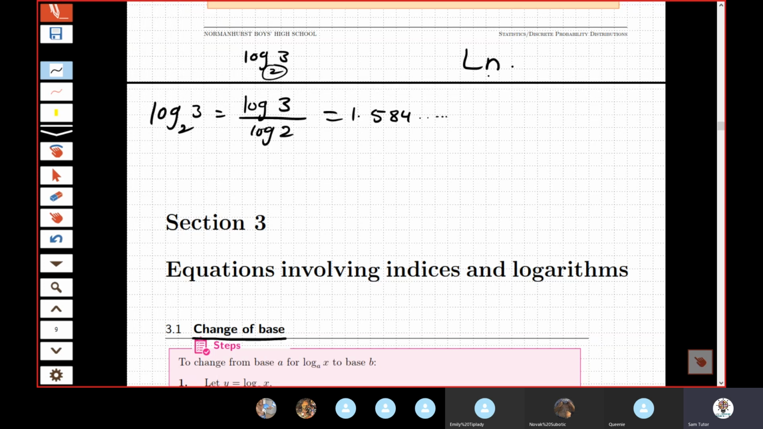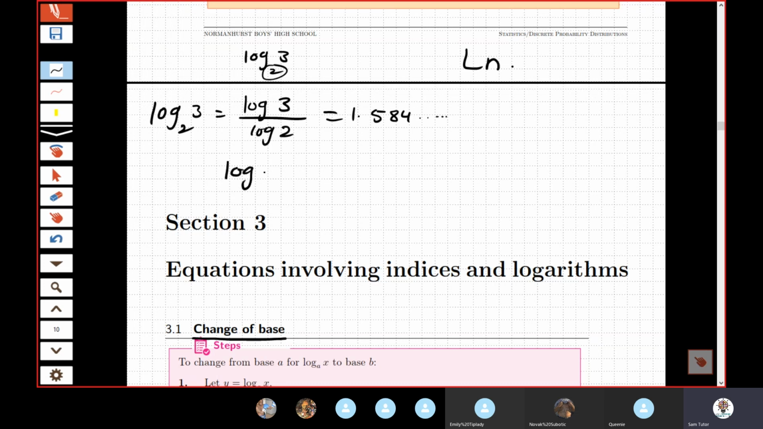Now you would probably see me use ln way more than log. So every time I say log, I actually mean this log, not this log. Now that's just confusing, but you will get the idea of it. The difference between the two is just in regards to their bases.